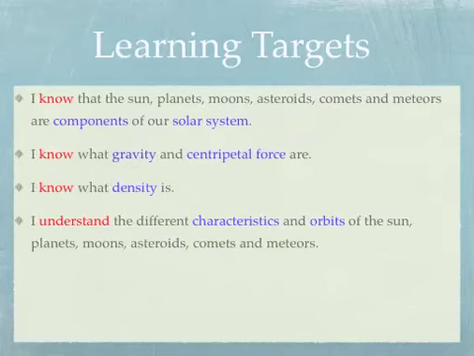Now we're going to get into some understand learning targets. So I understand the different characteristics and orbits of the sun, planets, moons, asteroids, comets, and meteors. So when we're talking about characteristics, we're talking about what is it made of. When we talk about orbits, we talk about it circling around another object. So how do planets orbit around the sun, or how do moons orbit around the different planets?